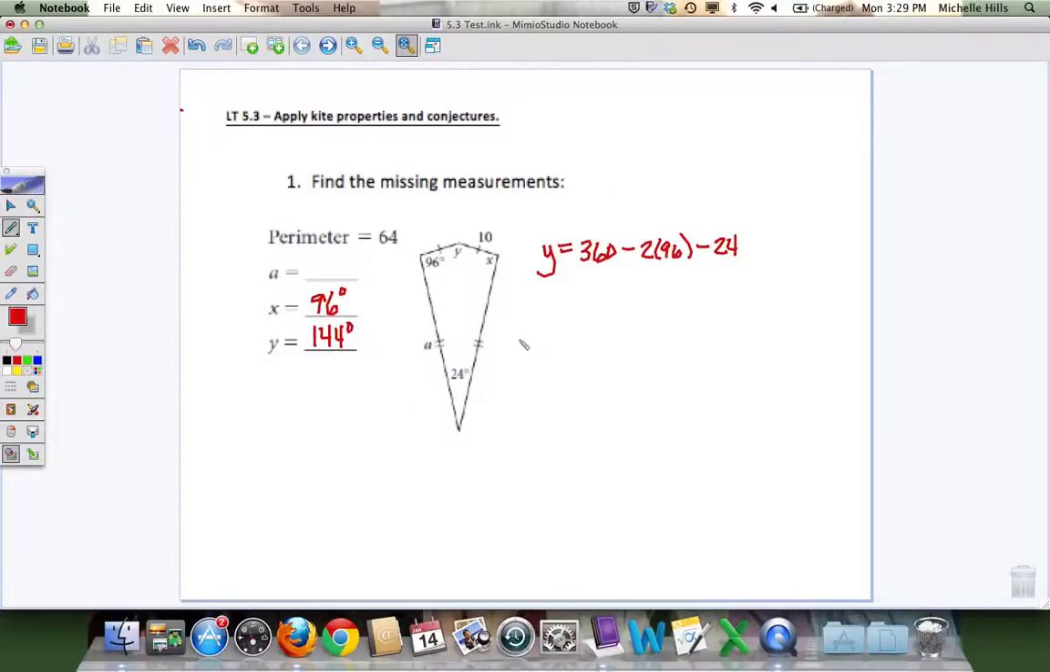To find a, well, if this is a, these two are congruent, so this is also a. If this is 10, these two are congruent, so this is also 10. And it tells me that my perimeter is 64. So 2a plus 20 has to equal 64, which means 2a has to equal 44. So a equals 22. Yes, the work on here is required.